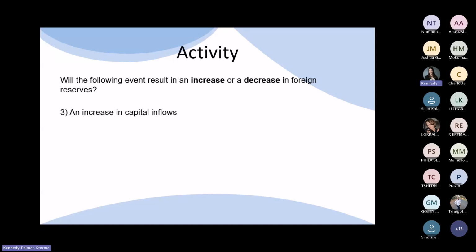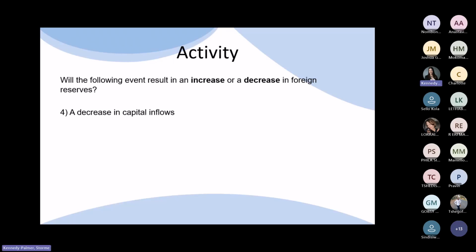Will the following event result in an increase or a decrease in foreign reserves? An increase in capital inflows? What would you say? Okay, I've got Latabo in the chat saying increase. That's right. So a capital inflow, bringing foreign investment or loans for that matter, is going to increase the reserves that we have in our country.